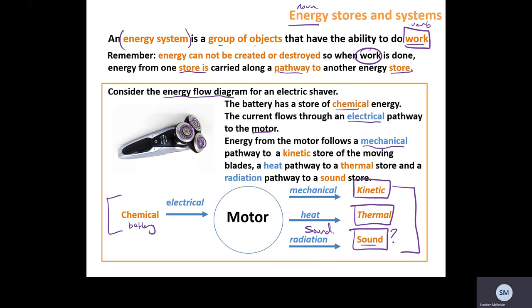But what's sound then? Well, ultimately, sound is a transfer, and instead of saying sound, it would actually just be a second thermal store. I can almost guarantee that won't come up. It's a bone of contention.